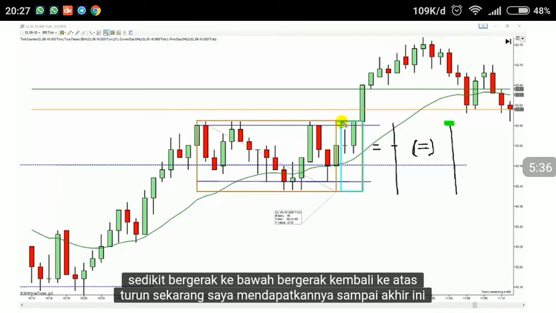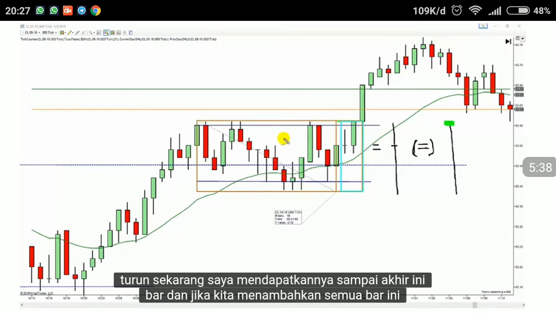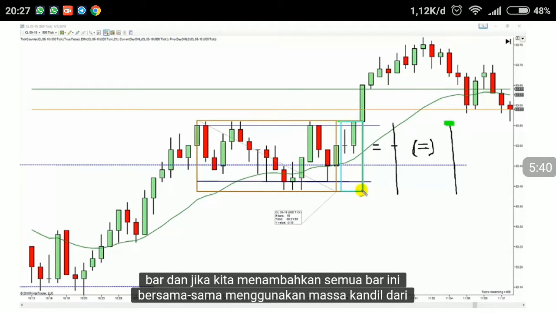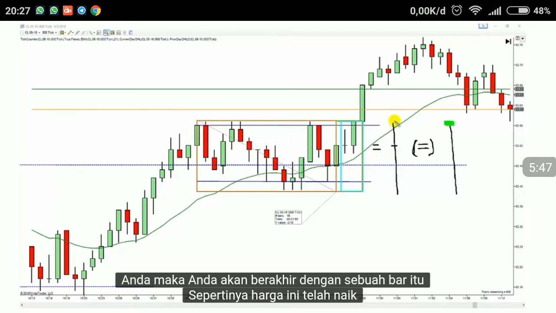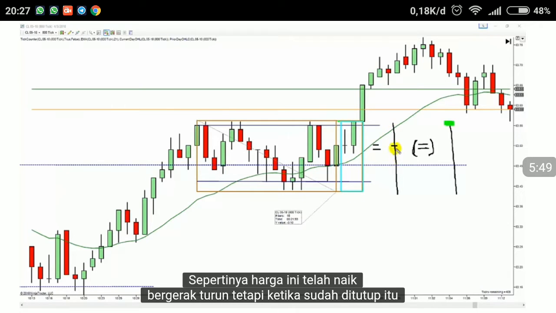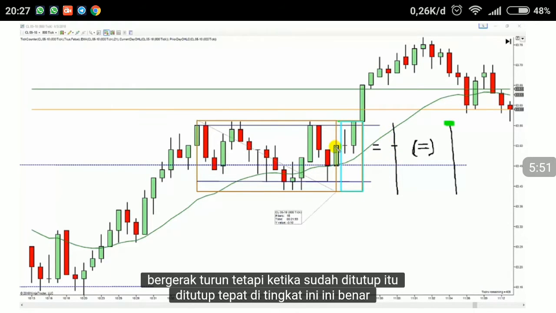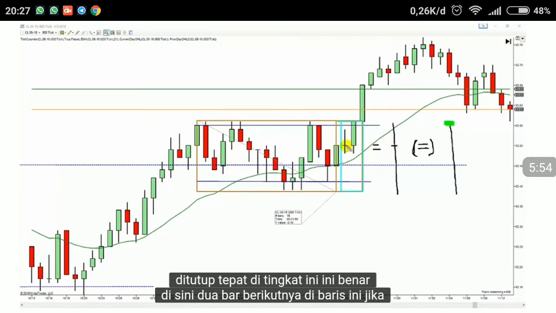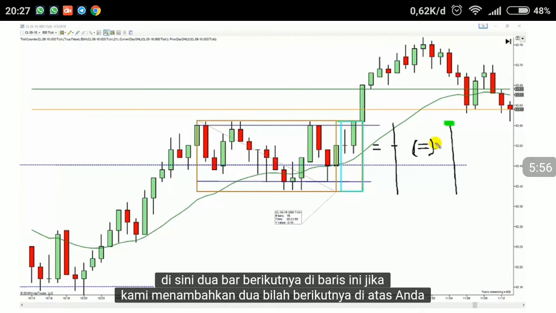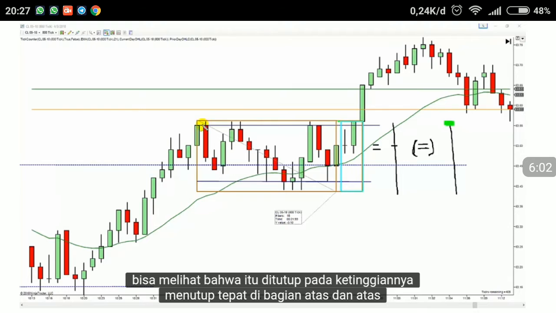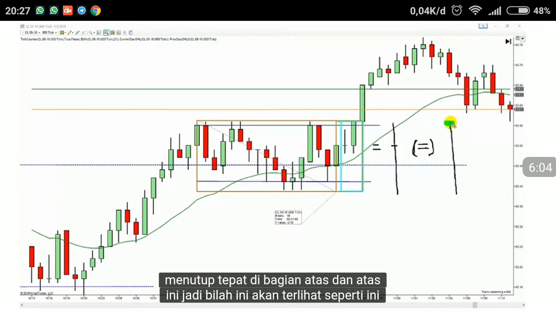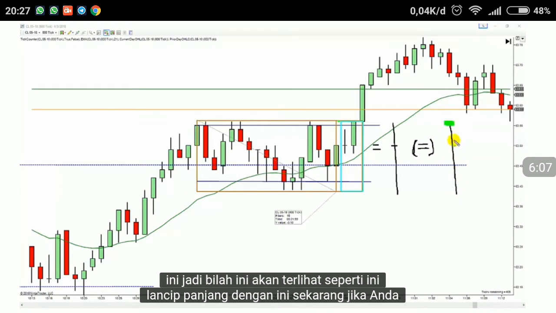Now I got it right up to this end bar, and if we add all these bars together, using candlestick methods from the previous example I showed you, then you'd wind up with a bar that looks like this. Prices moved up, moved down, but it closed right on this level right here. If we added the next 2 bars over, you could see that it closes right on its high, over and above this. So this bar would look like this, a long taper.